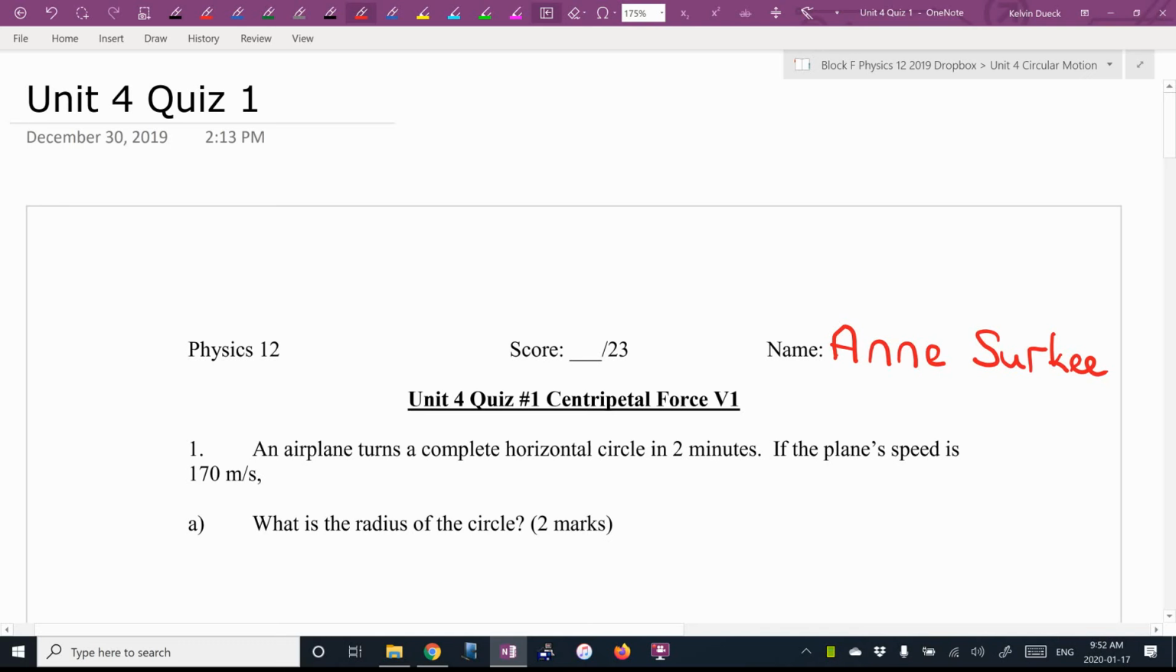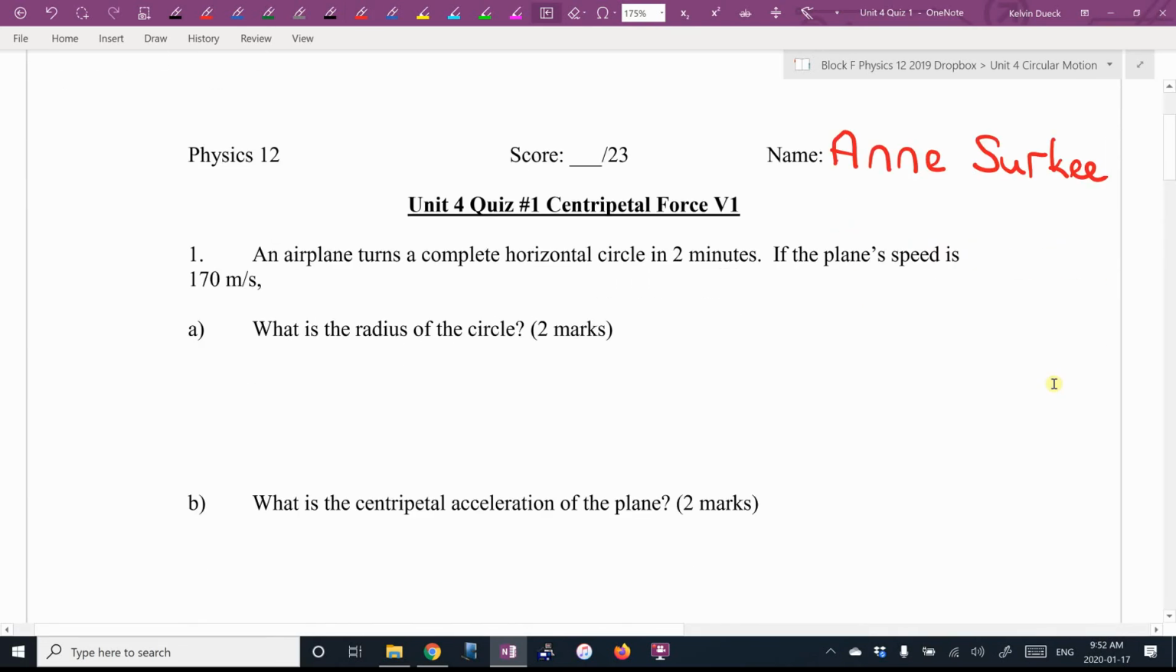Good old Ann. An airplane turns a complete horizontal circle in 2 minutes. If the plane's speed is 170 meters per second, what's the radius of the circle?